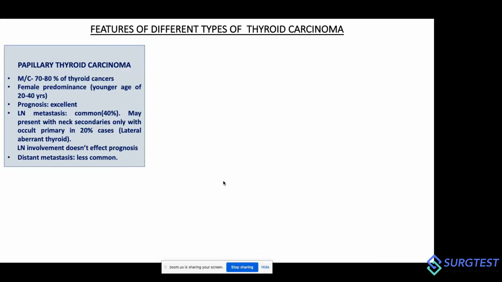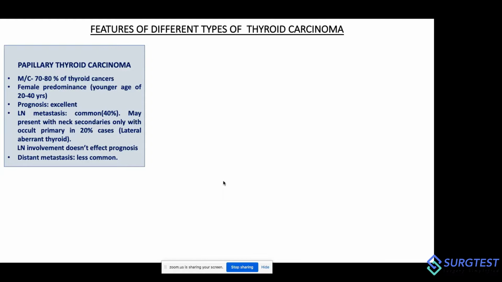Lymph node metastasis is common. Up to 40% of patients present with lymph node metastasis. Even in 20% of patients, sometimes in the absence of a primary, they may only present with a neck node, and that's also called lateral aberrant thyroid. So the term lateral aberrant thyroid is associated with papillary thyroid carcinoma.